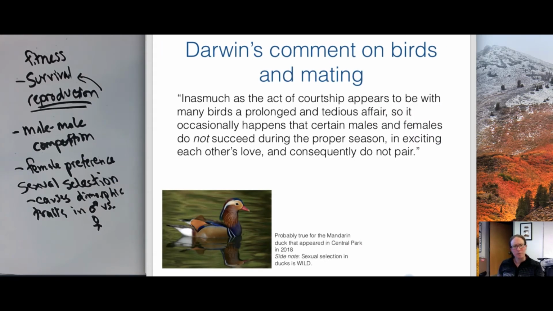All right, so Darwin was thinking about these ideas also, and he had a lot of observations of bird behavior. And here's his remark about birds and mating. So he said, "Inasmuch as the act of courtship appears to be with many birds a prolonged and tedious affair, so it occasionally happens that certain males and females do not succeed during the proper season in exciting each other's love and consequently do not pair." Probably true for this mandarin duck that showed up in Central Park in 2018. It's in the wrong environment. It'd probably have a hard time finding a mate.